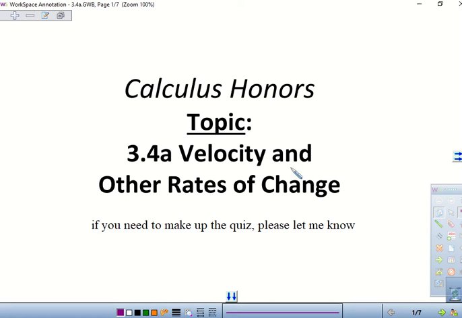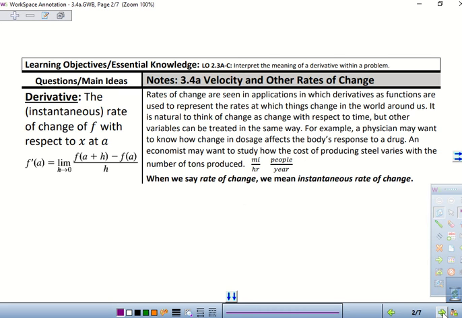All right, so 3.4a, velocity and other rates of change. So we've learned extensively about what the derivative is. We know that the derivative represents average rate of change. And we know the formal definition of the derivative is the one listed here, the limit formula. Rates of change are seen in applications in which derivatives as functions are used in representation of rates of change, which represents the change in the world around us.